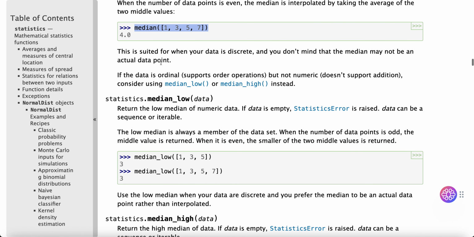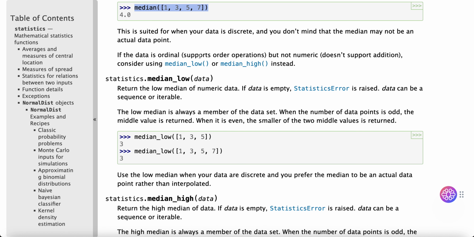4.0. This is suited for when your data is discrete and you don't mind that the median may not be an actual data point. If the data is ordinal, supports order operations but not numeric, doesn't support addition, consider using median low or median high instead.